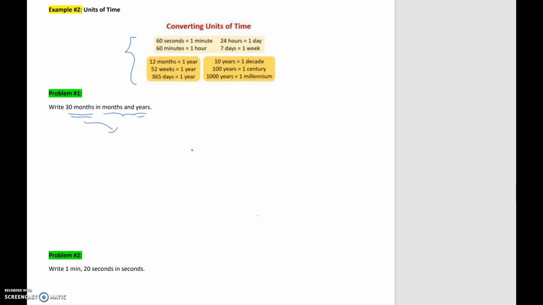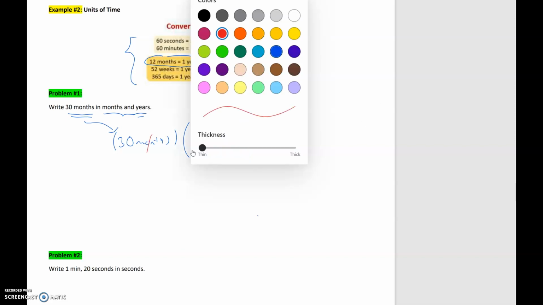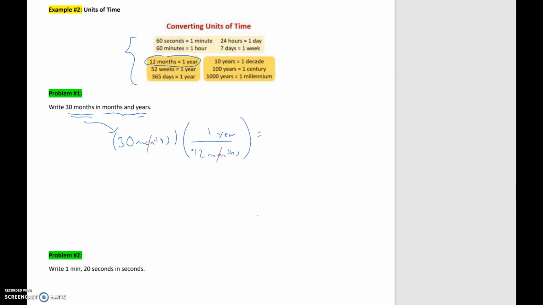So what I'm going to do here is I'm just going to start with the 30 months, and then the conversion for months to year is that there's 12 months in 1 year. And for this particular one, the months cancel. And we're going to end up with the values of 30 divided by 12, and this will be years.